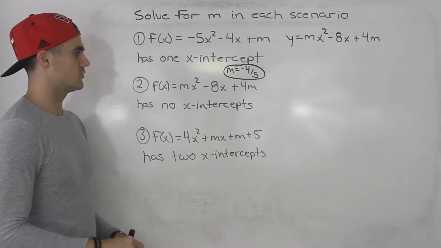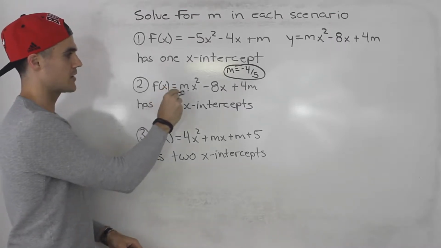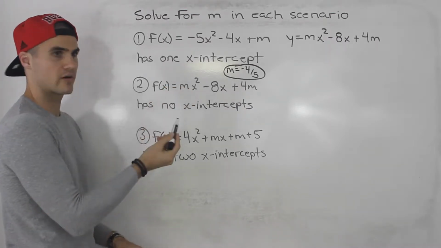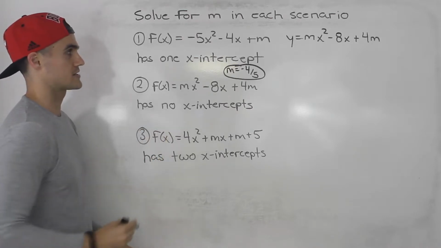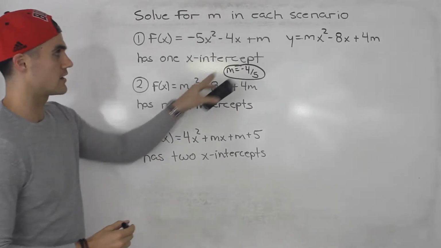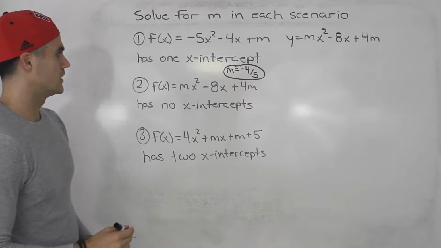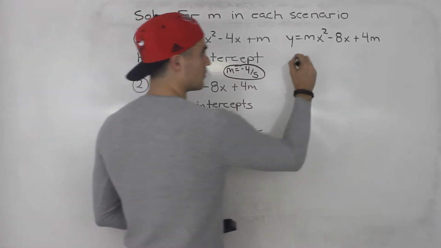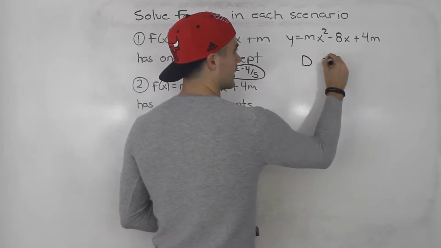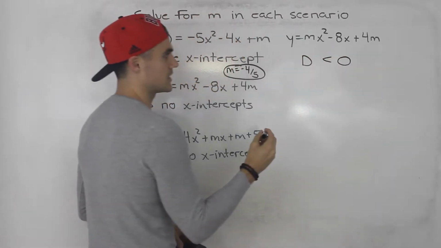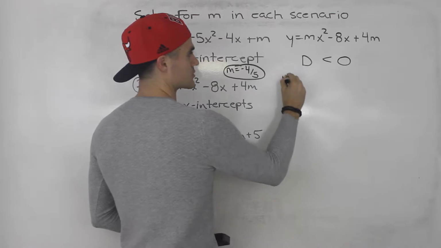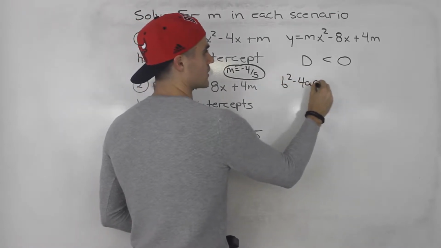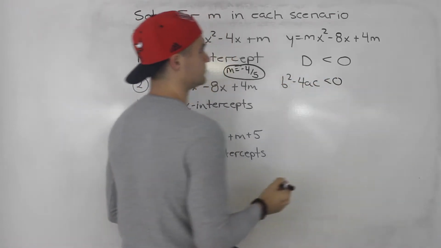Moving on to number 2, we're told that f of x equals mx squared minus 8x plus 4m has no x-intercept. So I took this quadratic, rewrote it up there. So if a quadratic has no x-intercepts, then we know the discriminant is less than 0. It's going to be negative. And the discriminant, as we know, is b squared minus 4ac. So that's going to be less than 0.